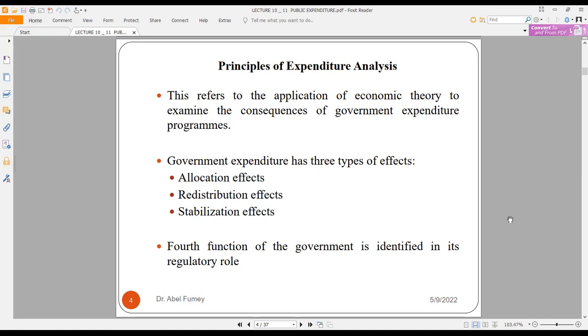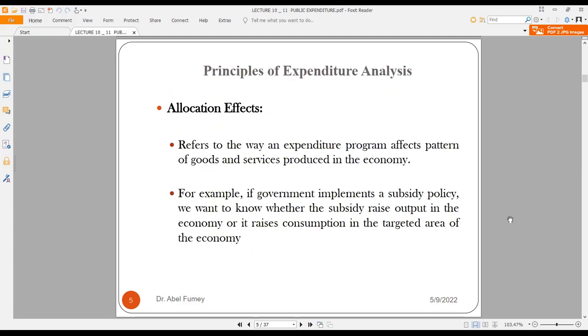Now, in any expenditure program, these are the effects that the economy gets from government spending or government expenditure. We have the allocation effects, the redistribution effect, then the stabilization effect. At times they do add the regulatory role that government spending also plays in the economy. So first, let's look at the allocation effects. The government is spending, and we are saying that one of the effects of that spending is the allocation effect.